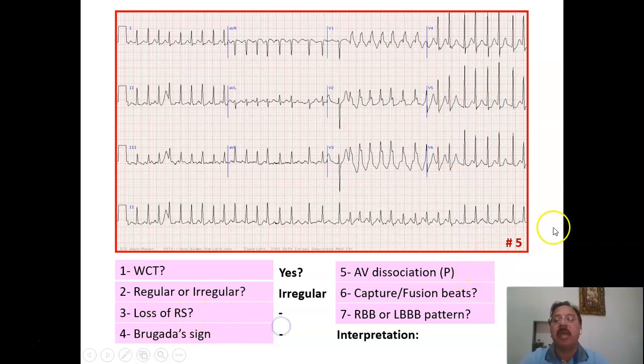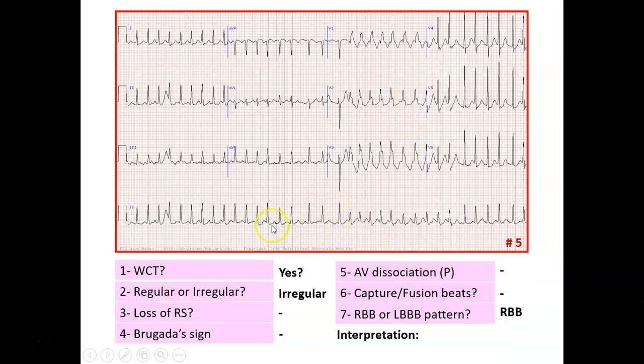Loss of RS, Brugada signs, capture beats, fusion beats, P waves. But look at the pattern of QRS morphology in V1 and V6. This is a right bundle branch block pattern. So this looks like an irregular tachycardia with narrow complexes, and in some places wide complexes. If we just focus on V1, it's a wide complex tachycardia, irregular, no P wave, with right bundle branch block. So this is your atrial fibrillation with right bundle branch block.